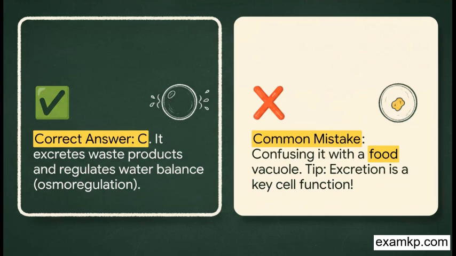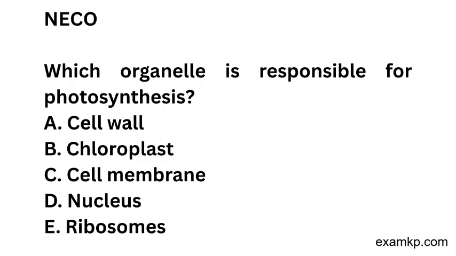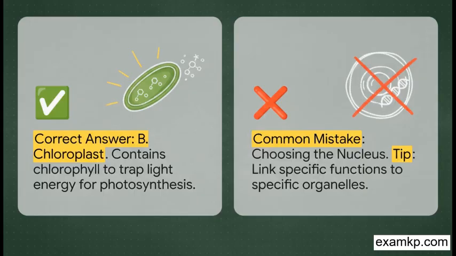And finally, let's look at a straightforward NECO question. This is a direct knowledge check. Which organelle is responsible for photosynthesis? This should be a quick and easy mark if you've been paying attention. And of course, the answer is B. Chloroplasts. It's the chloroplasts that have the green pigment, chlorophyll, which traps sunlight to make food. You see, this is why it is so important to link every single part of the cell to its specific job. Don't just learn the names, learn what they do.